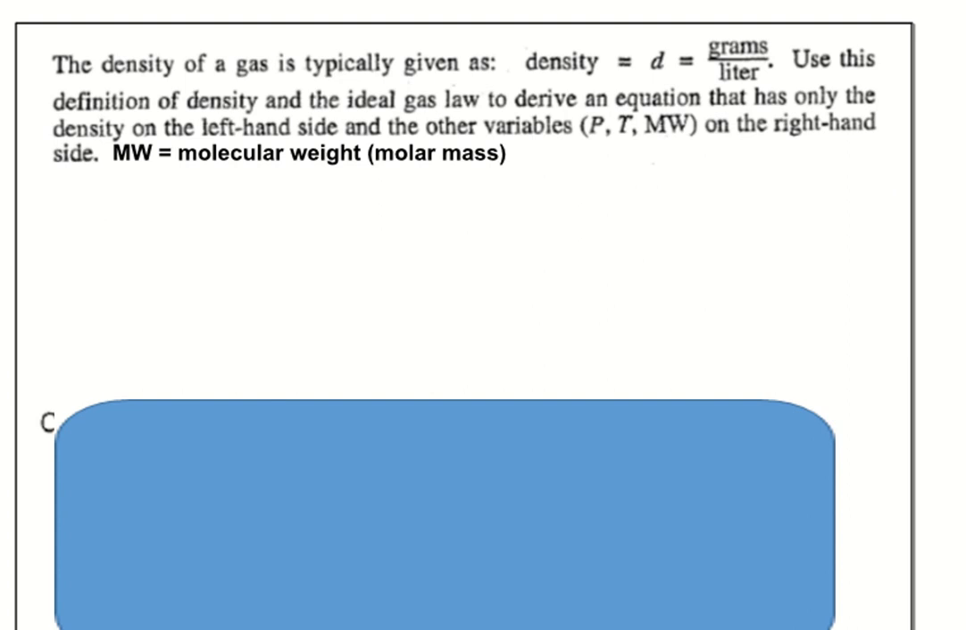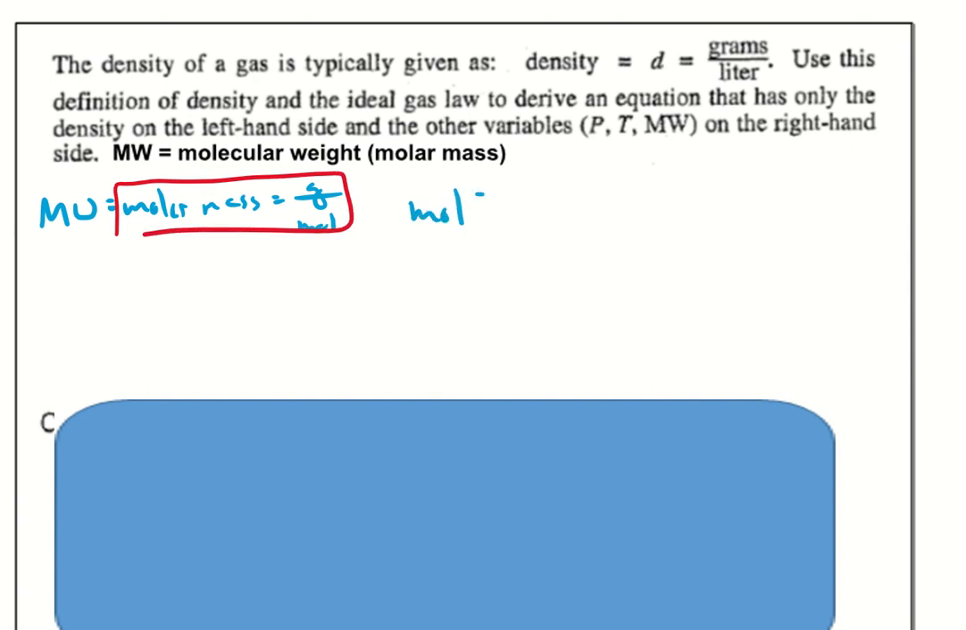To start, let's think about molecular weight. Molecular weight, or molar mass, is equal to grams over moles. So let's rearrange that a little bit and solve for moles. Moles would then be equal to grams over molar mass, or using the vernacular here, moles equal grams over molecular weight. Now let's look at the ideal gas law, PV equals nRT.